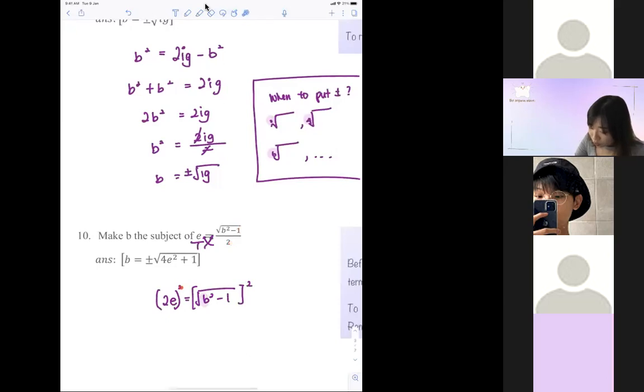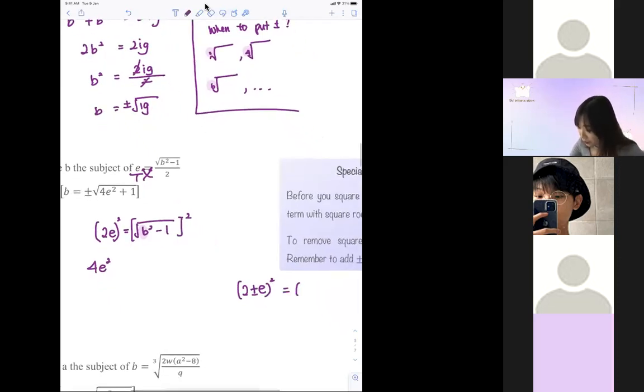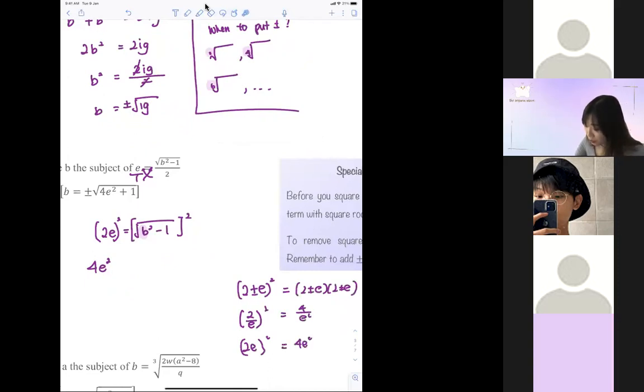This square belongs to 2e, so it's 4e squared. Remember last lesson I reminded you, if in between is plus or minus, and you want to square, you can't put the square in, you must expand the bracket. But if in between is times or divide, then the square belongs to both. Only when in between two terms is times or divide, you can put the power in. So this other part, you square a square root, you are left with what's inside the square root.